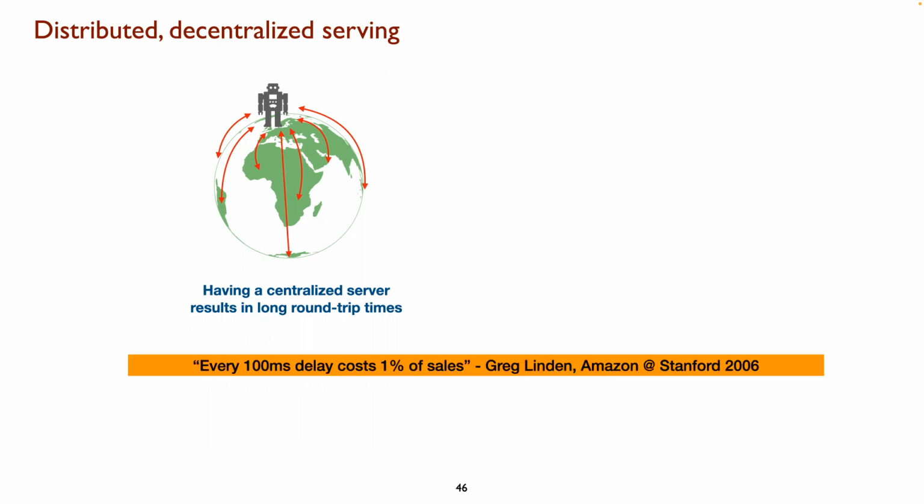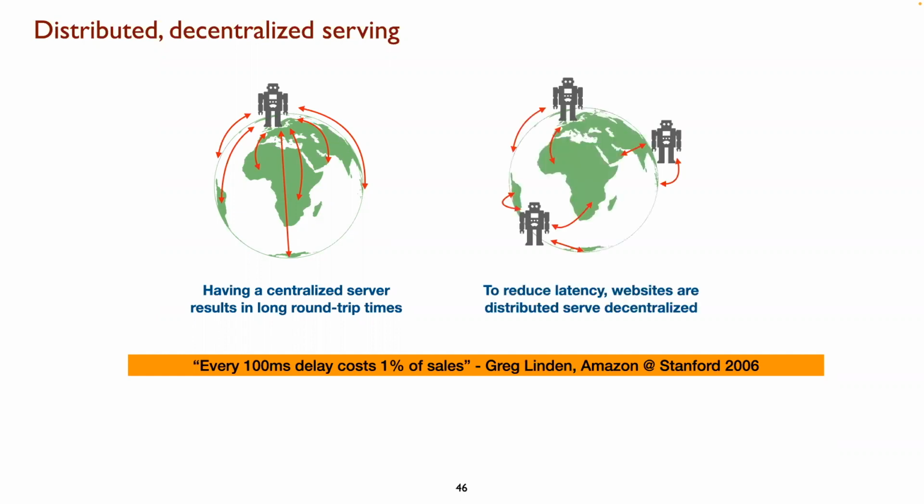There's this great quote from an engineer at Amazon in 2006, saying that they slowed down Amazon.com in increments of 100 milliseconds, just to see what would happen. They found that every 100 milliseconds of delay they added, they lost 1% of sales. This just goes to show you that delays that seem like not a big deal really are. And of course, the solution to this is to decentralize.